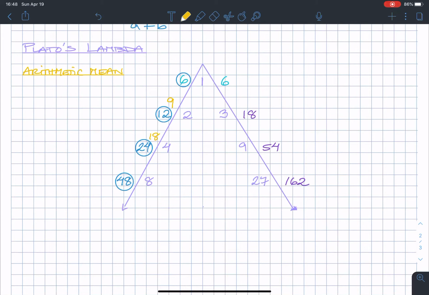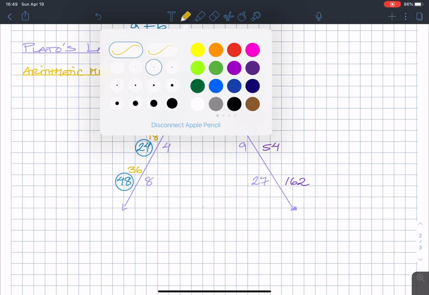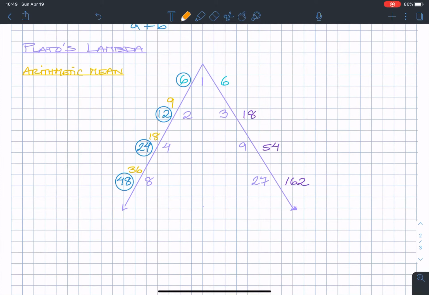So 48 plus 20 would be 68, plus 4 is 72, divided by 2 is 36. Oh, that's interesting, because 2 times 18 is 36. Okay, interesting. It's like down the left-hand side, what we're doing is we're multiplying by 2 down the left-hand side. Well, let's see if that's true for the right-hand side. So let's do the arithmetic mean on the right-hand side.